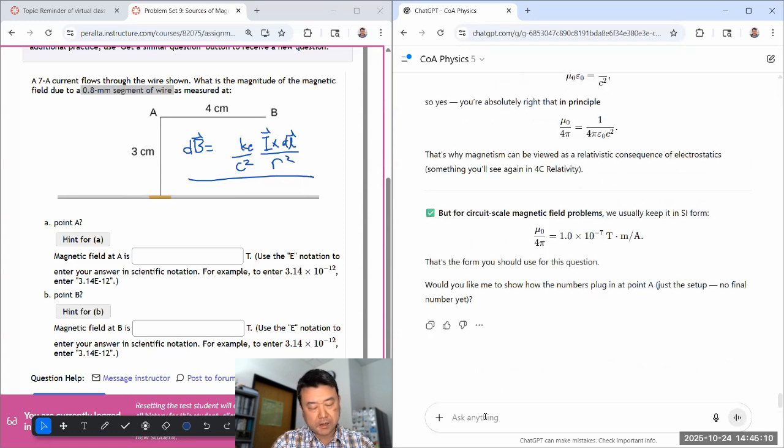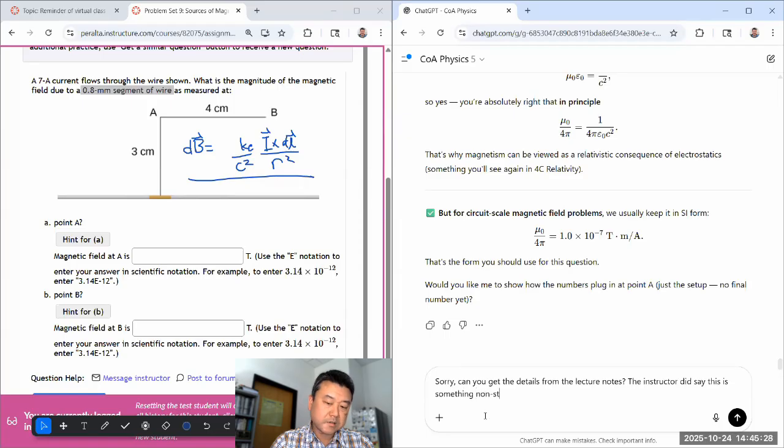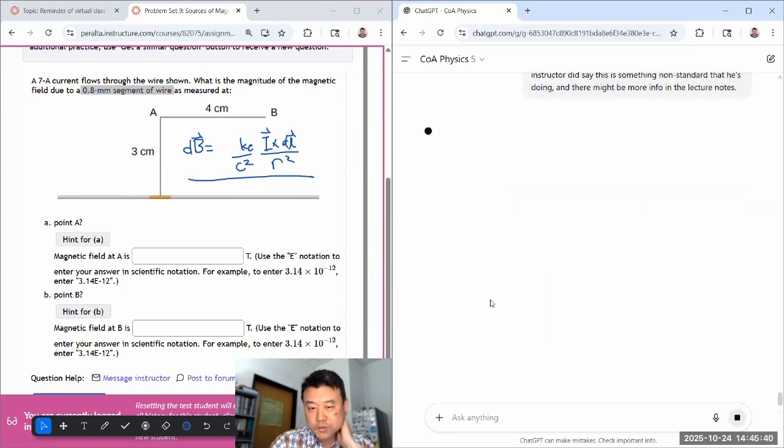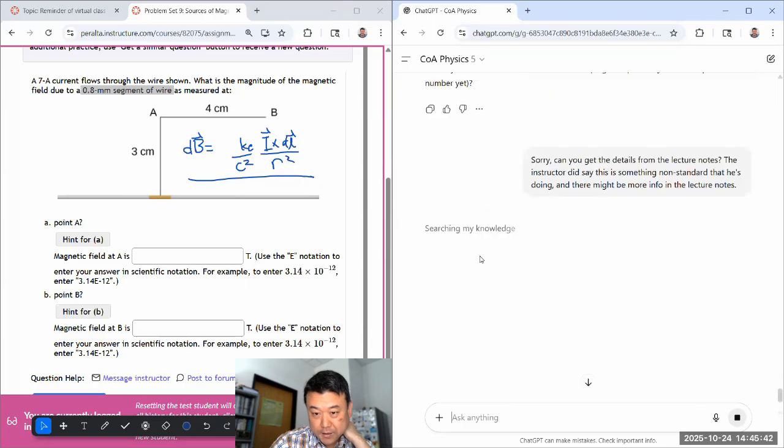So I'll just ask this question. Sorry. Can you get the details from the lecture notes? The instructor did say this is something non-standard that it is doing, and there might be more info in the lecture. This is already the kind of line of question that most of you wouldn't be engaging in.